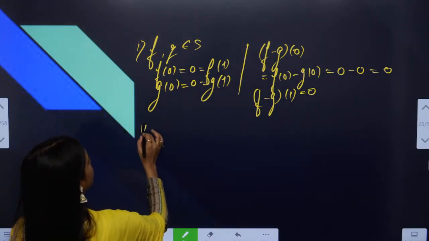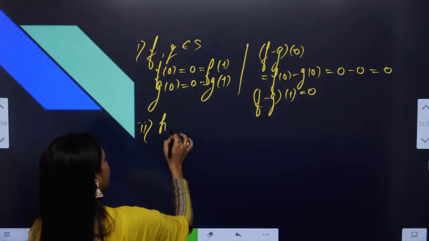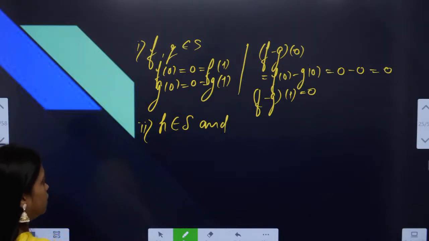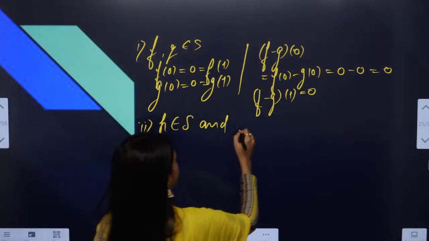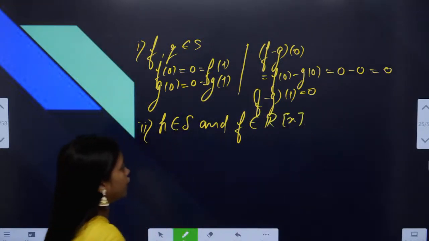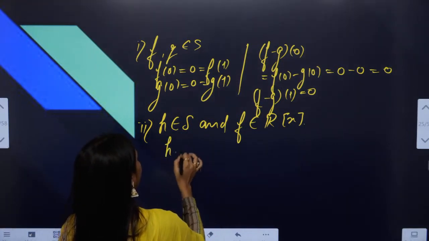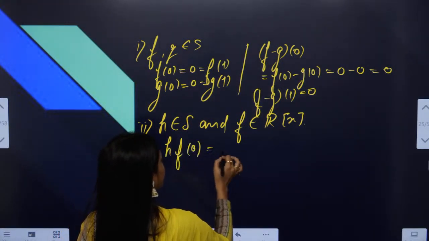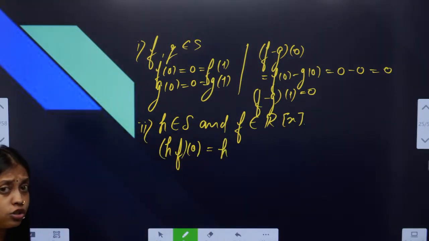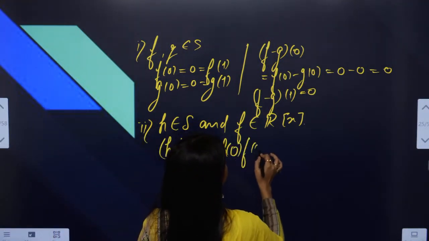For the second part, you take h belonging to S and a function f belonging to Rx, from the original ring. Now you have to prove that hf again belongs to S. How? hf of 0. This is the multiplication of the functions, not the composition of the functions. This is h of 0 multiplied by f of 0.